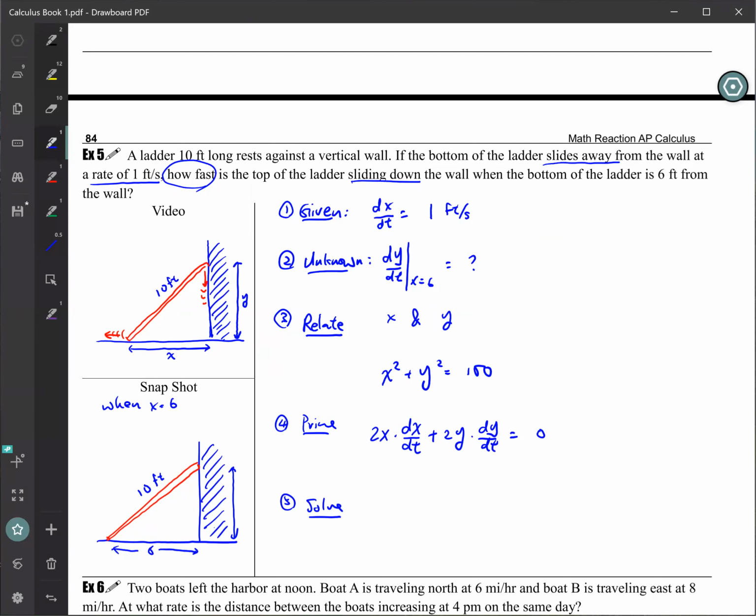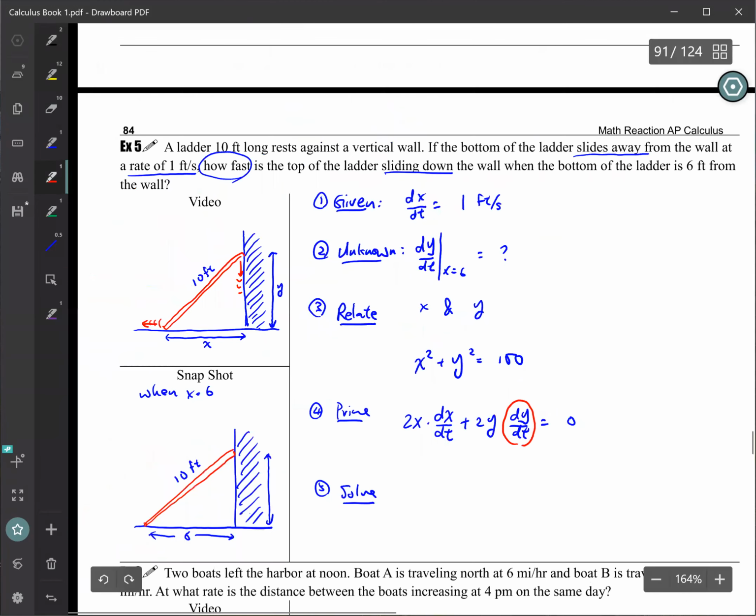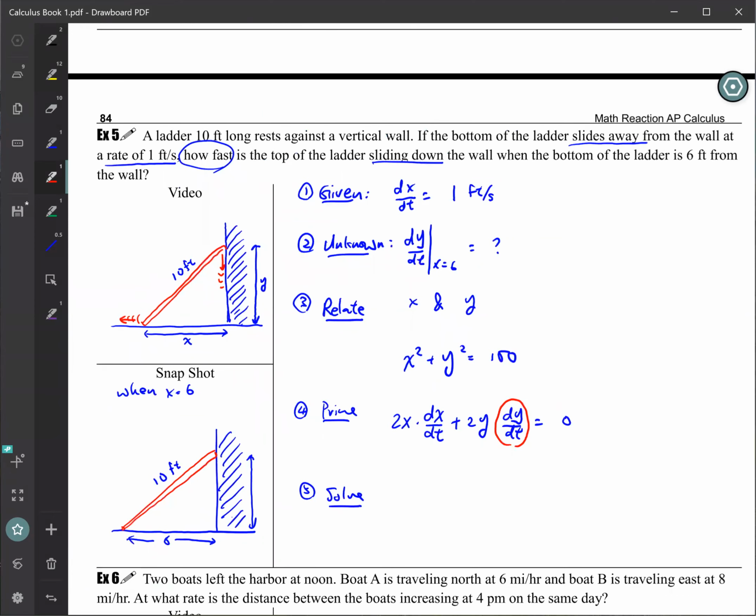We are interested in finding dy dt. So you should double check, do we have everything else, right? Do we have x? Jeffy, do we have x?